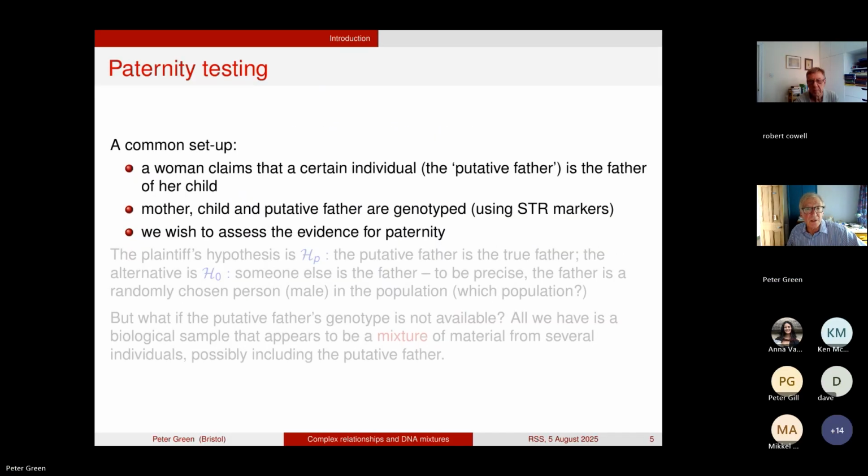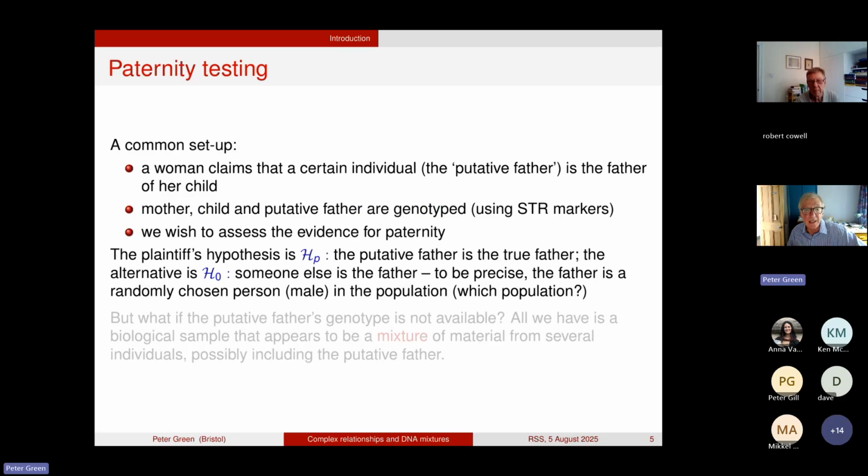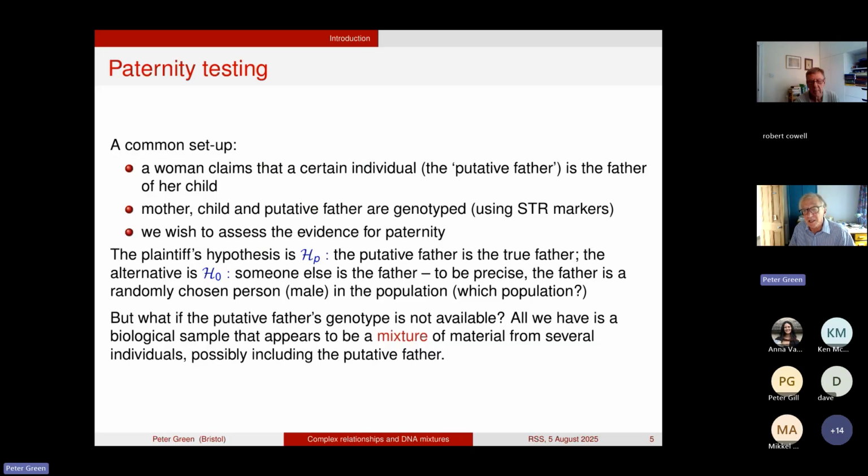Now, the starting point for the work I've been thinking about around relatedness among contributors starts with the familiar problem of paternity testing. So we have a typical case: the mother, a child, and a putative father. And we wish to assess the evidence for paternity from these three genotypes. But what if the putative father's genotype is not available? Suppose all we have is a biological sample that appears to be a mixture of several individuals, possibly including the father. Can we still proceed?